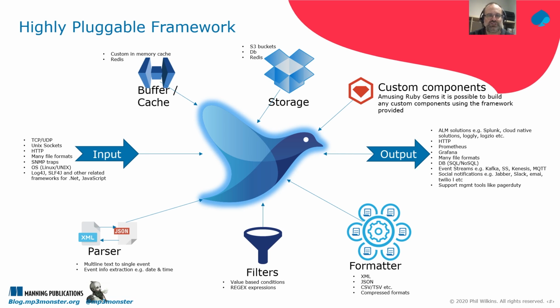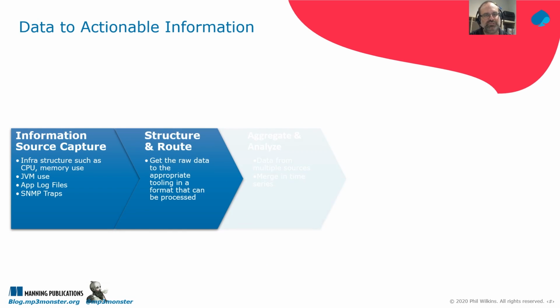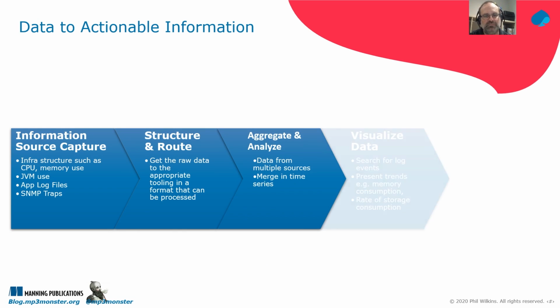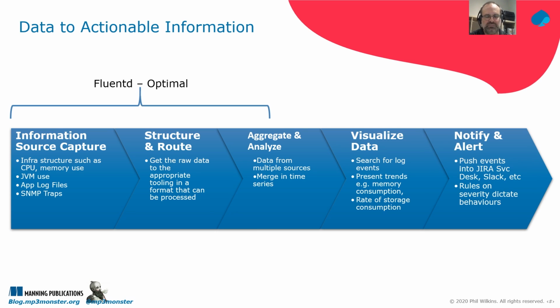You can store it, and of course there's an exceptionally good framework for building your own extensions. You can characterize the flow, if you like, of monitoring information into a number of steps. You can look at the information source and capture whether that's a log file, SNMP traps, talking to the JVM, or the other, a Ruby engine, or Growl, or anything else for that matter.